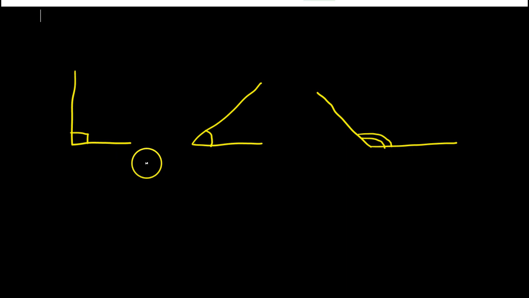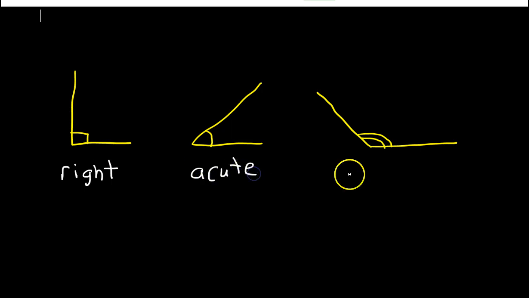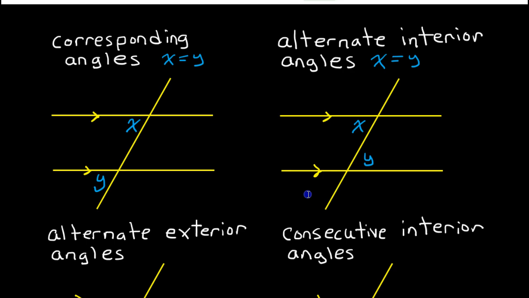Let me remind you of three other vocabulary words that I hope you already know. If you have a 90-degree angle, of course that is a right angle. If you have an angle that is less than 90 degrees, that is an acute angle. And if you have an angle that is greater than 90 degrees, that is an obtuse angle. Now, why am I mentioning that now?